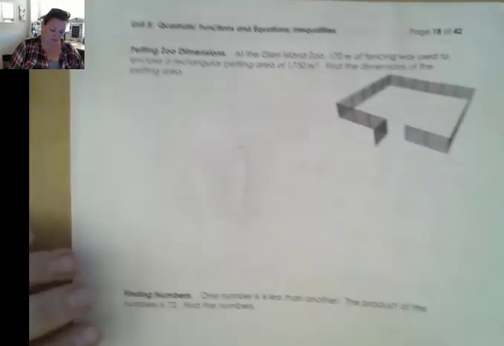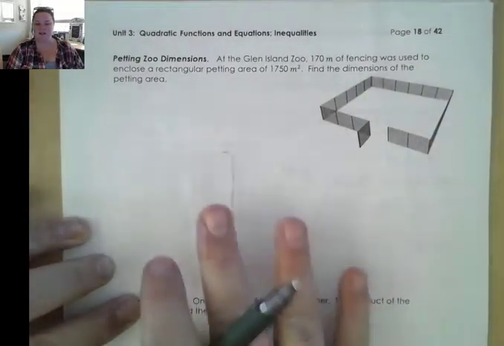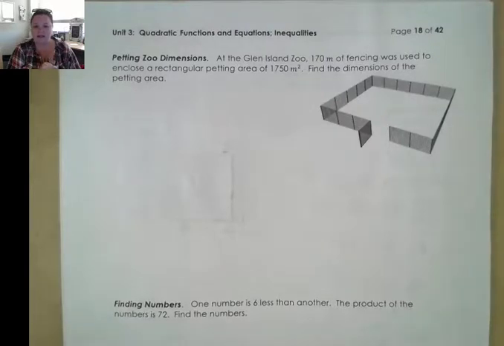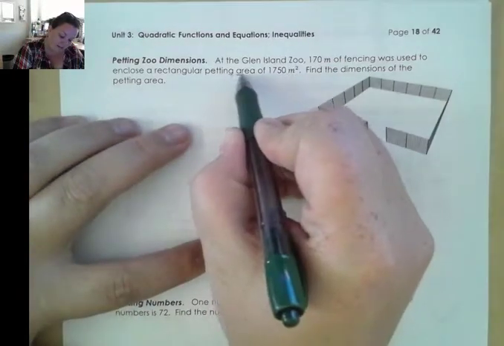So this next one, oh, let me try 2 more, then you'll have a practice problem. All right, this next one's talking about zoo dimensions. At the Glen Island Zoo, 100 meters of fencing was used to enclose a rectangular petting area of 1,750 meters squared. So I see this squared and it says area.